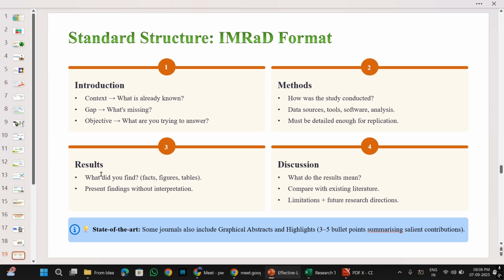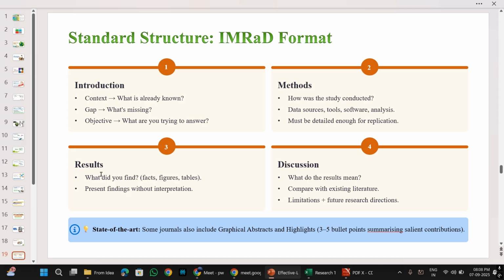Next, R stands for results. So after you have processed your data, the data is interpreted, you have results. What did you find? That is what you talk about in results. You talk about facts using figures and tables and illustrations and things like that, and you present your findings without interpreting it. You don't make any interpretations in your results.